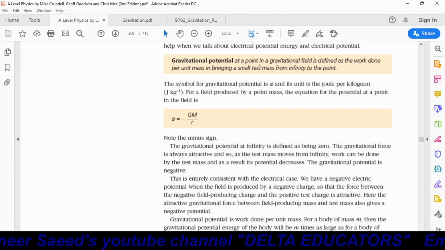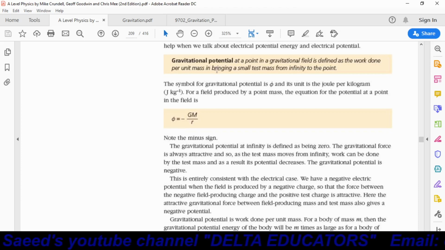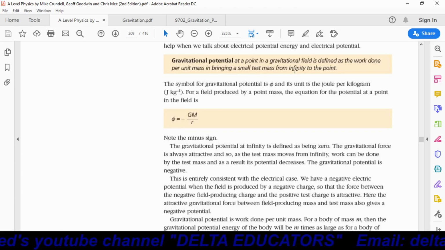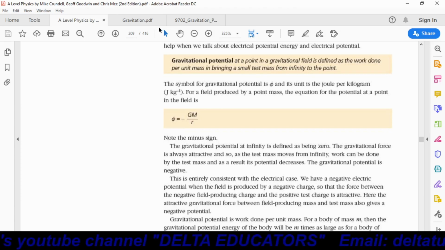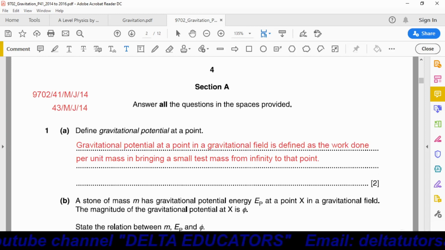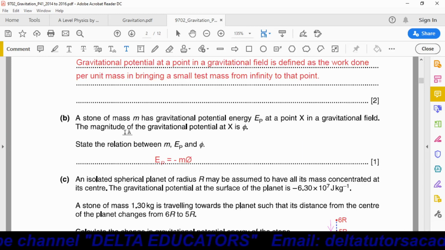Gravitational potential at a point in a gravitational field is defined as the work done per unit mass in bringing a small test mass from infinity to the point. Next part. Same thing is written here.